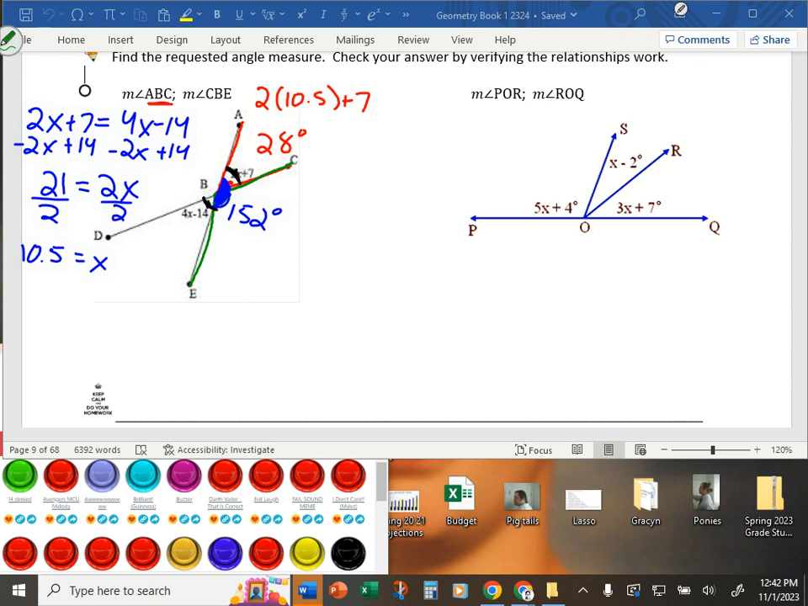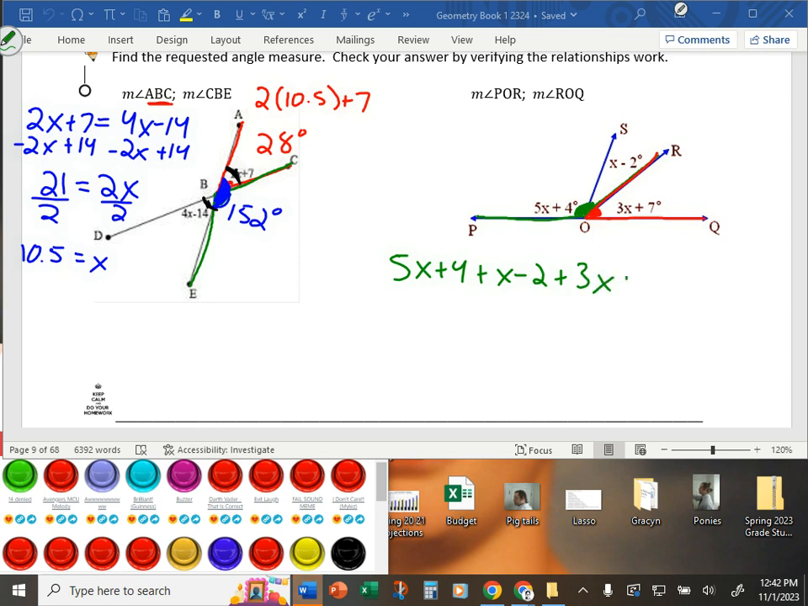The next one, you're looking for angle POR. POR is this angle here, what I have there in green. And ROQ, from point R down to O and over to Q, is this little piece here, this angle on the right. What equation can I set up that's going to allow us to solve for x and plug that in to get the measures that we want? Cormac: 5x plus 4 plus x minus 2 plus 3x plus 7 equals 1.